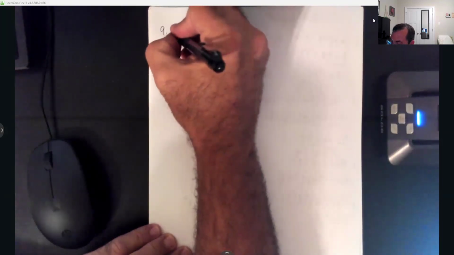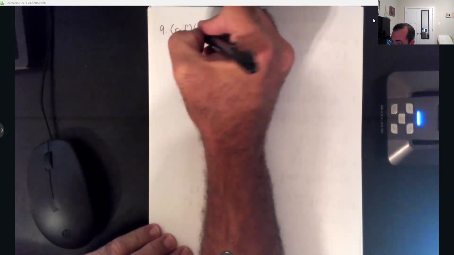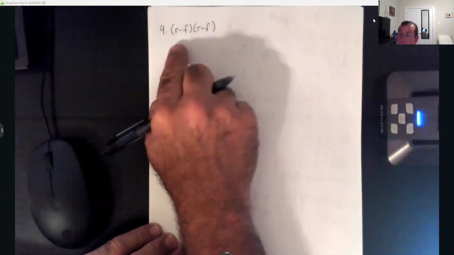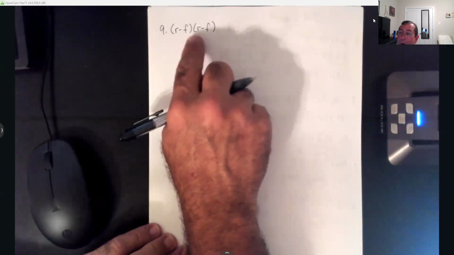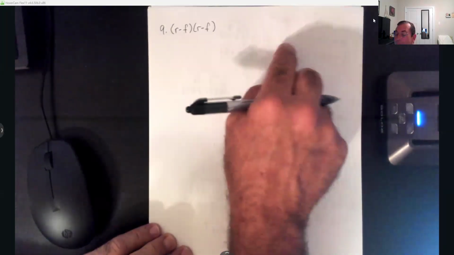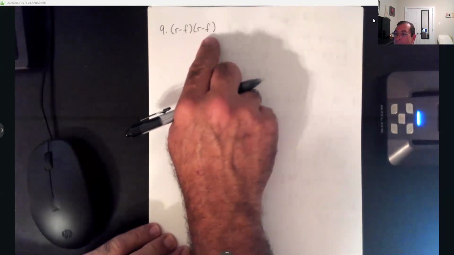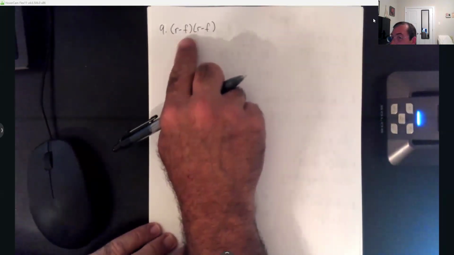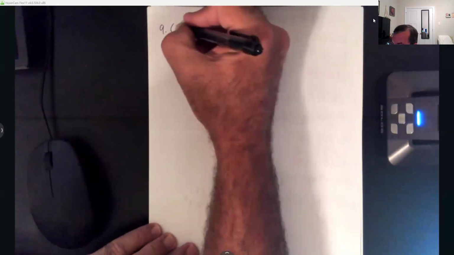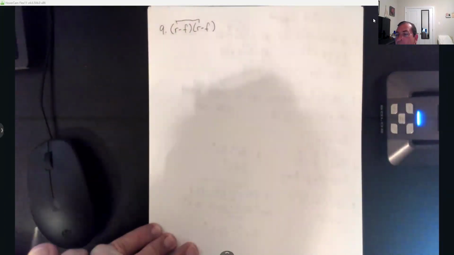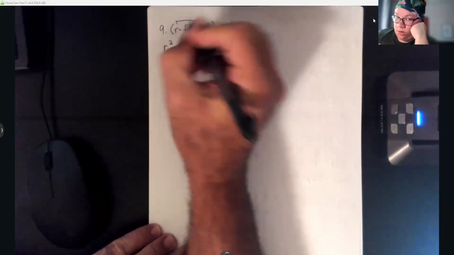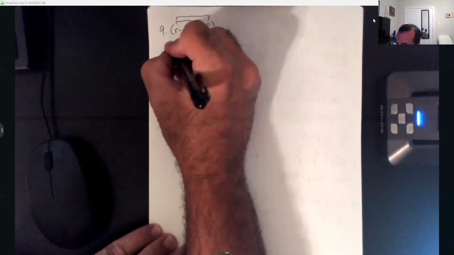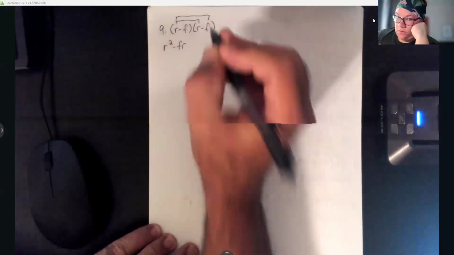Now y'all look at this. (R - F) times (R - F). Guess what? These are not conjugate pairs because they're both subtracted. Remember, to be conjugate pairs, one's got to be subtracted, one's got to be added. So this is just stuff we're going to FOIL, and stuff won't cancel on this one like it did on the conjugates. So we got an R times an R, R squared.